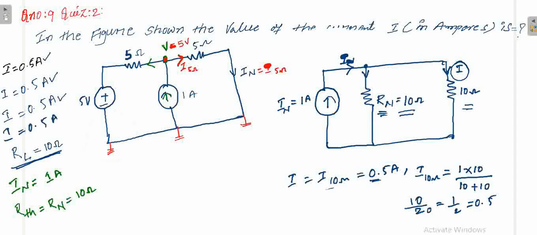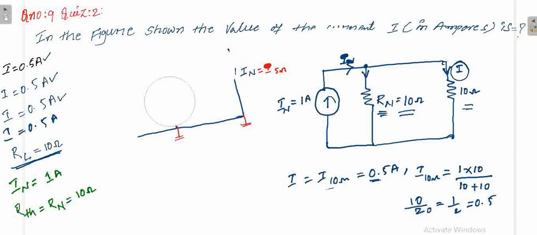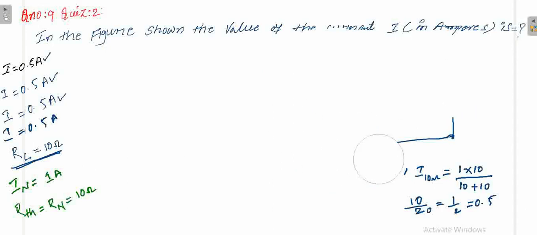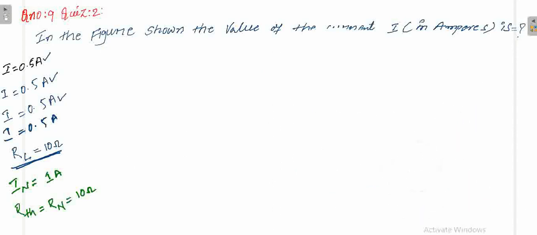So last, don't get bored, the last is the superposition theorem. Let us verify the same problem with the superposition theorem. If you do any problem like this, you will get some confidence. You will conclude that any problem can be solved in n number of ways. So just have patience. Let us solve this same problem using the superposition theorem.